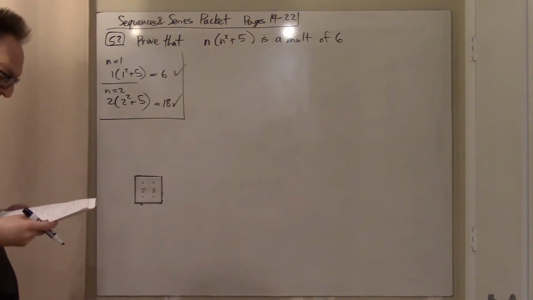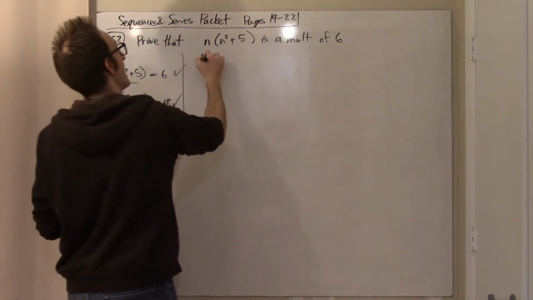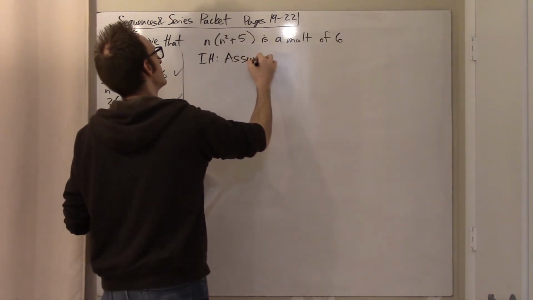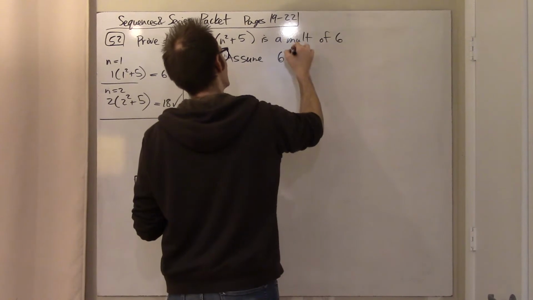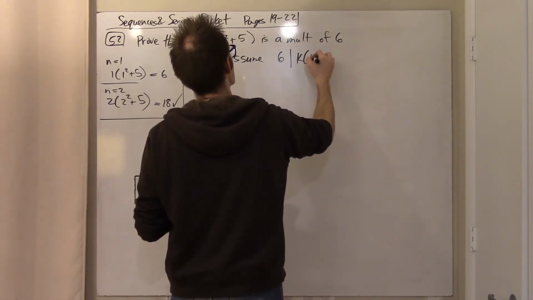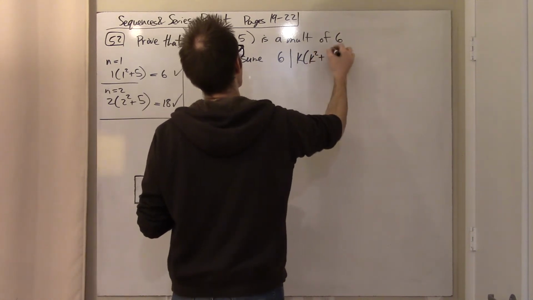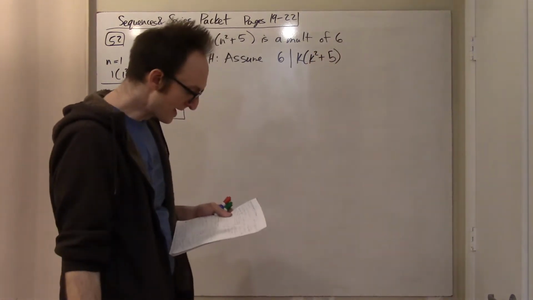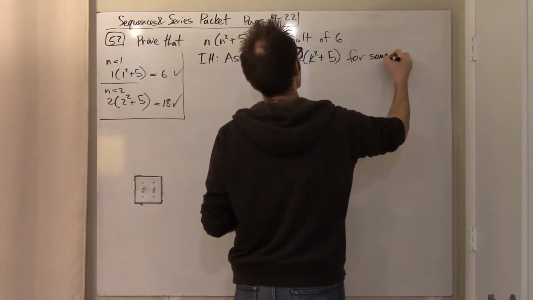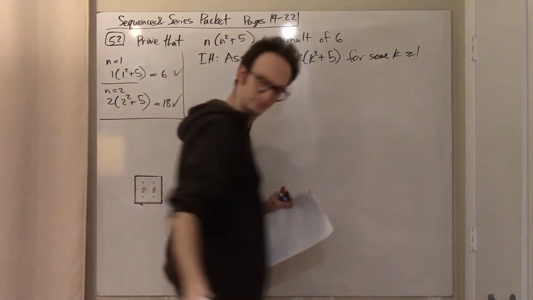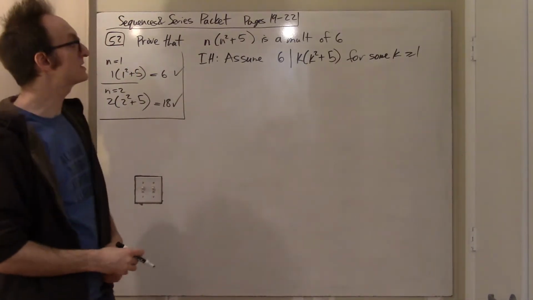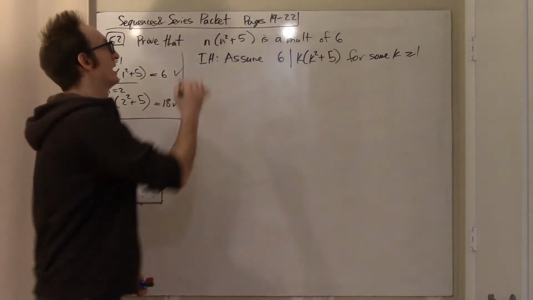How can I prove it? Well, it's the same thing. I make my inductive hypothesis. Let's assume that 6 divides k times k squared plus 5 for some k greater than or equal to 1. Okay, so take an arbitrary k and suppose that the relationship that we want holds.